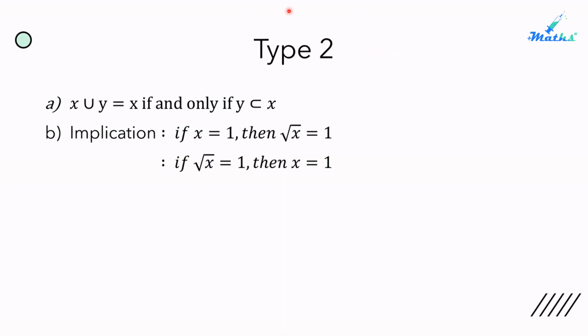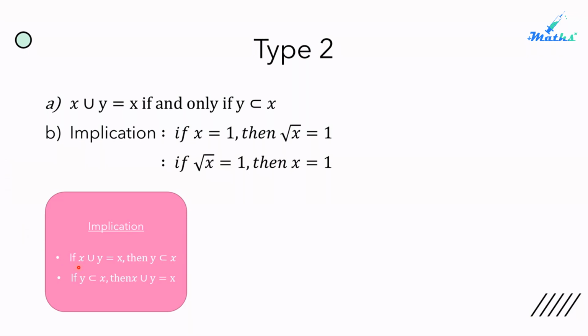So here is the second type of question. The first question gives you a statement which is x union y equal to x if and only if y subset x. So you will need to find out two implications in this statement. So the answer is if x union y equal to x, then y subset x. And the second implication is if y subset x, then x union y equal to x.